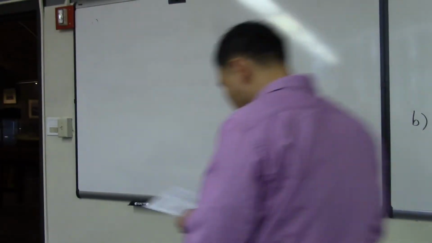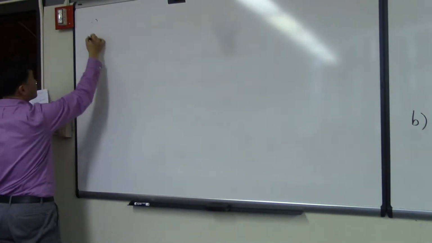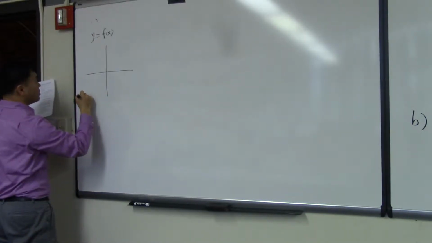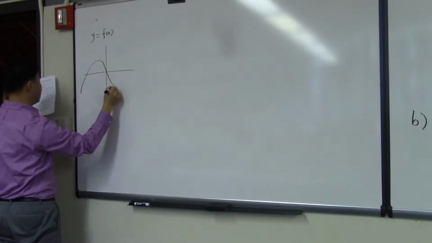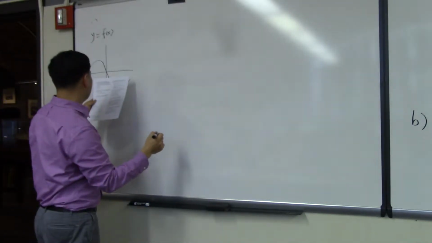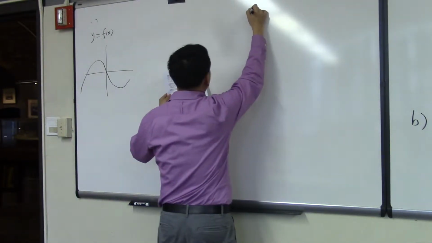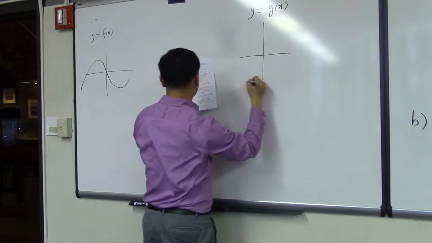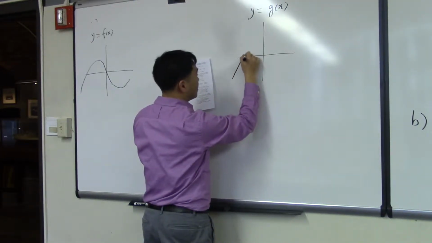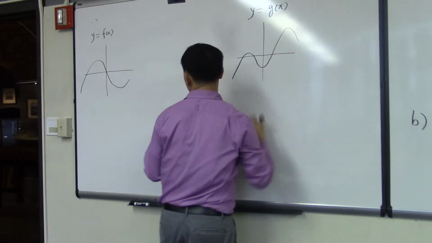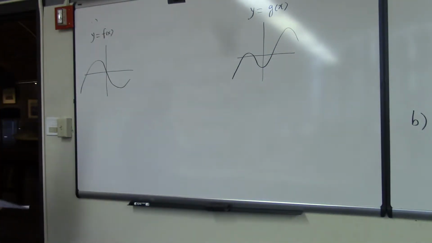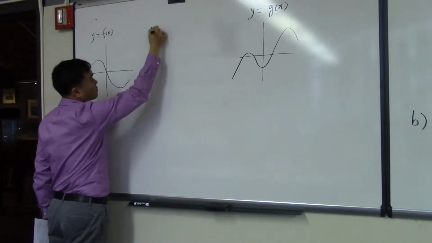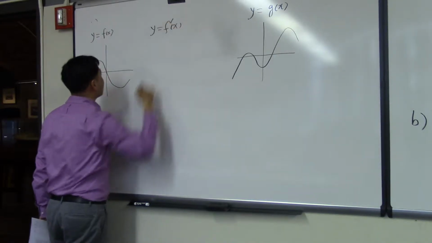Okay, so let's think about the following functions. y equals f of x, that looks like this. And also y equals g of x, whose graph looks like this. Okay. Now our goal is to figure out the graph of the derivative.